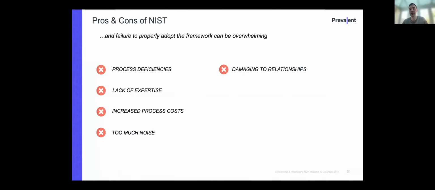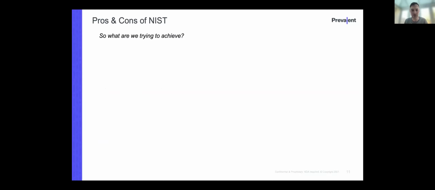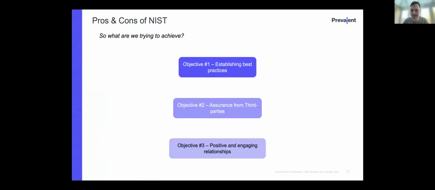And I guess a lot of this starts from taking a step back and really working out, what are we trying to achieve? What are we trying to get out of this? And what are our objectives when developing a TPRM and using the likes of NIST?